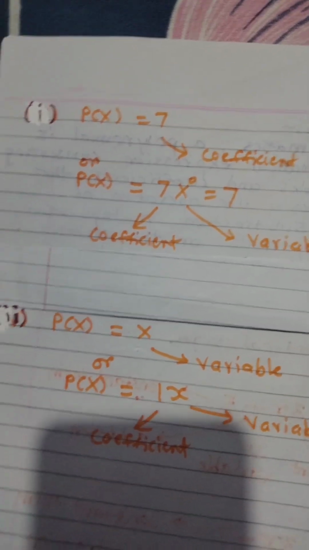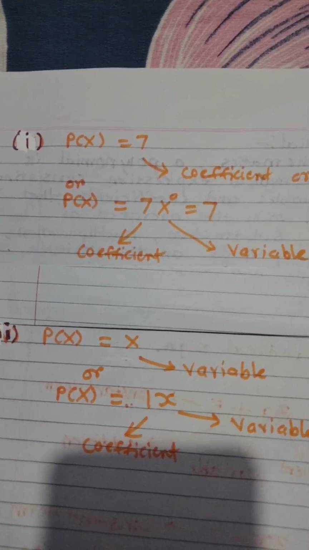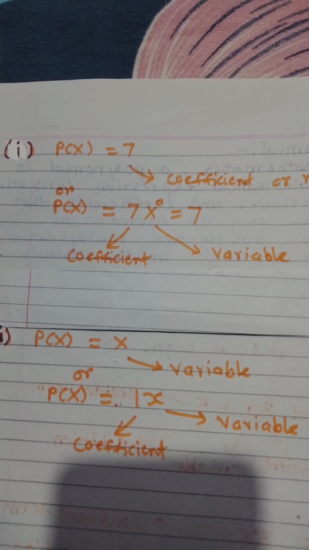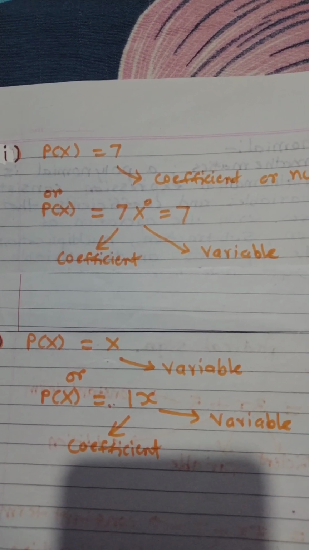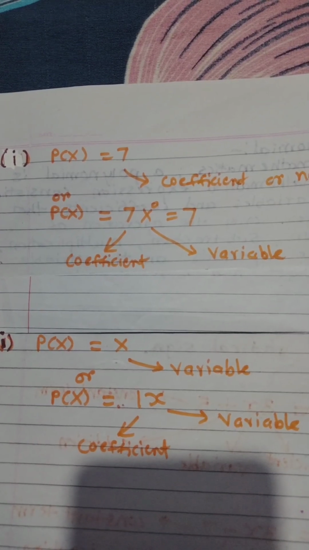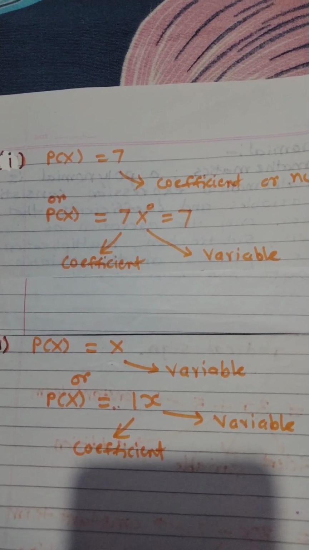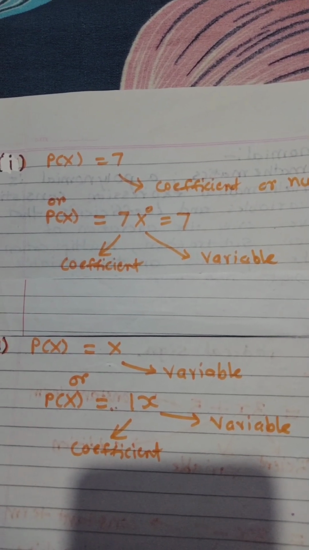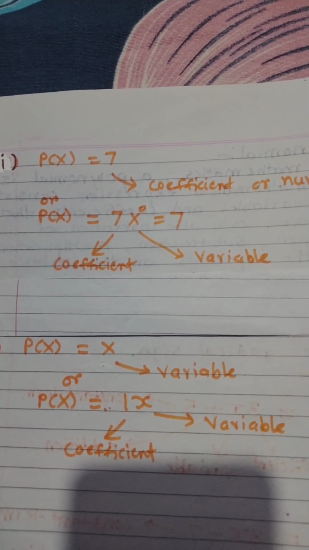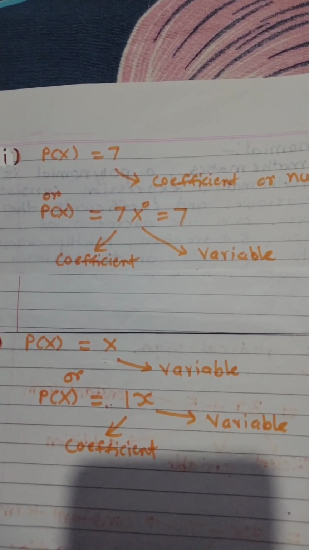Let's see an example of a polynomial. P of x equal to 7. Here P of x is a polynomial which is equal to 7. 7 can be written as 7 multiplied by x to the power 0. Here 7 is the coefficient and x to the power 0, that is x, is the variable, which is equal to 1, because x to the power 0 is equal to 1. If we write 7 equal to 7x to the power 0, it does not change the meaning of this polynomial.